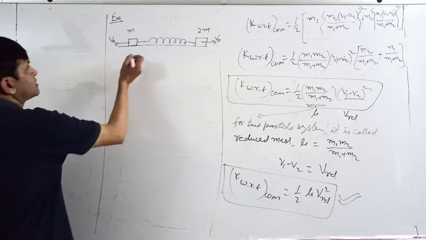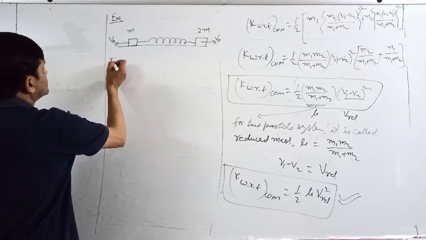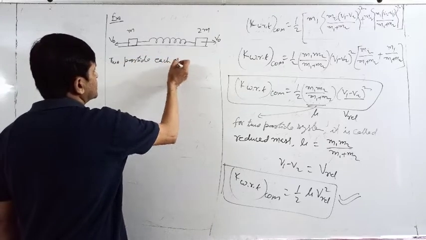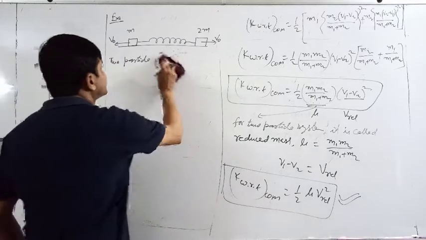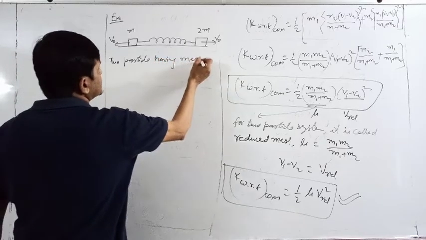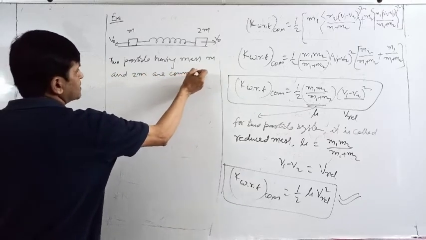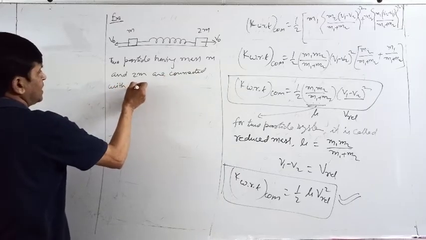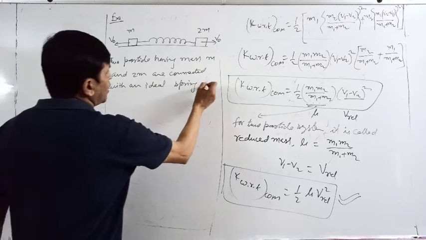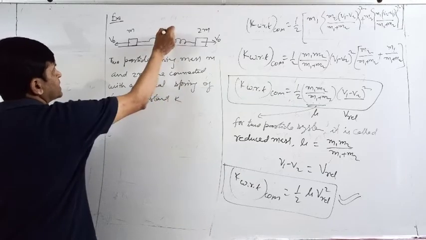Find the... now I can write it like this: two particles having mass m and 2m are connected with an ideal spring of force constant K.